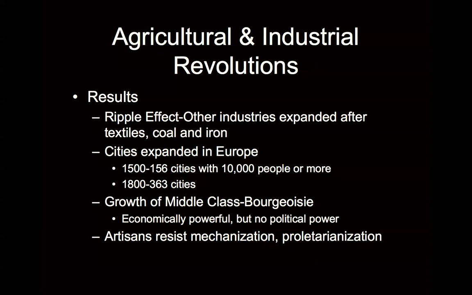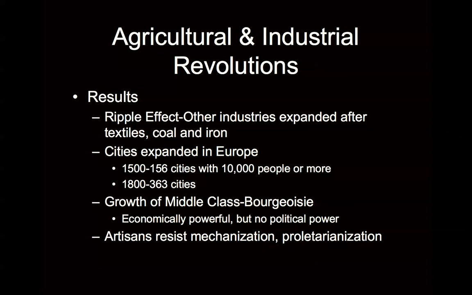Cities expanded as a consequence as more and more people moved to the cities to work in the factories. In 1500, there were only 156 cities with 10,000 or more people. By 1800, that number had grown to 363.